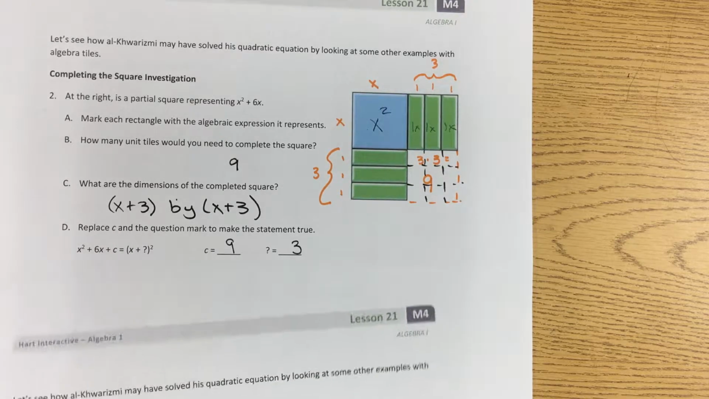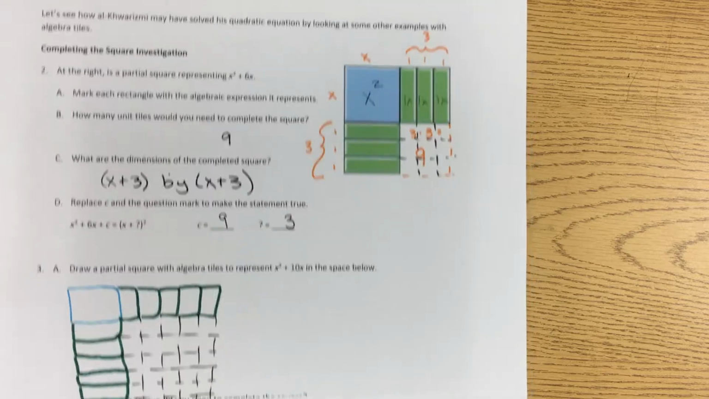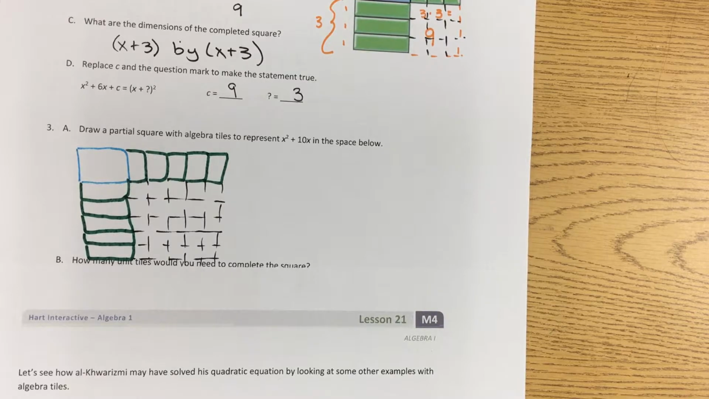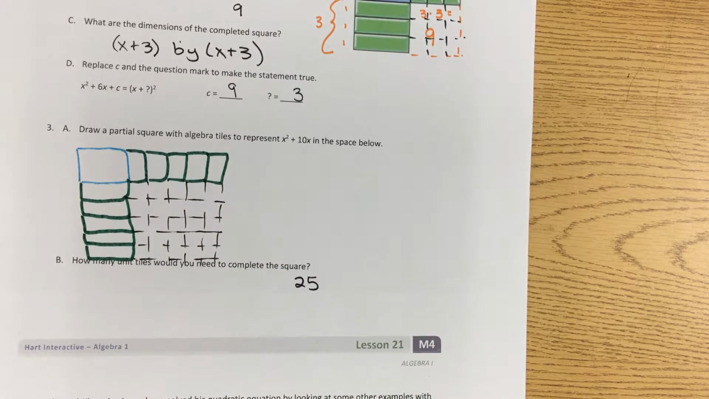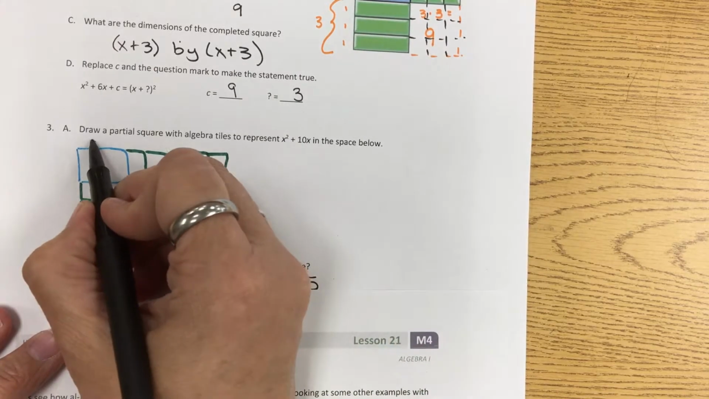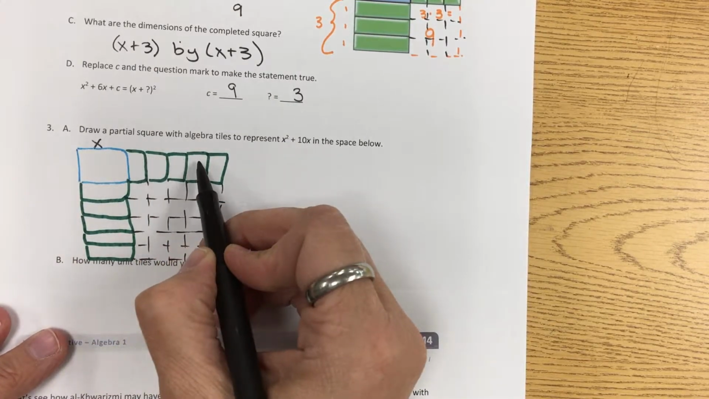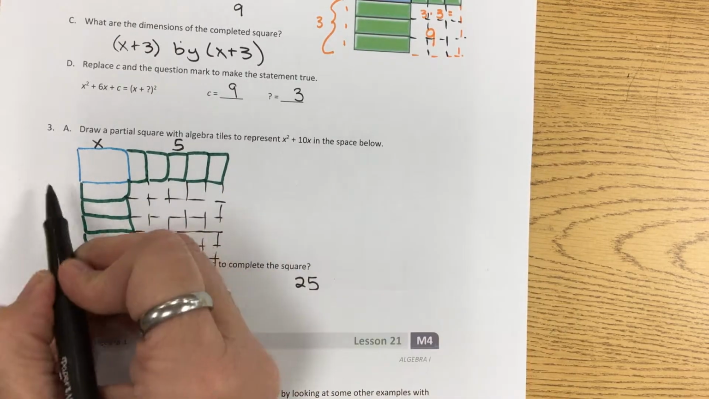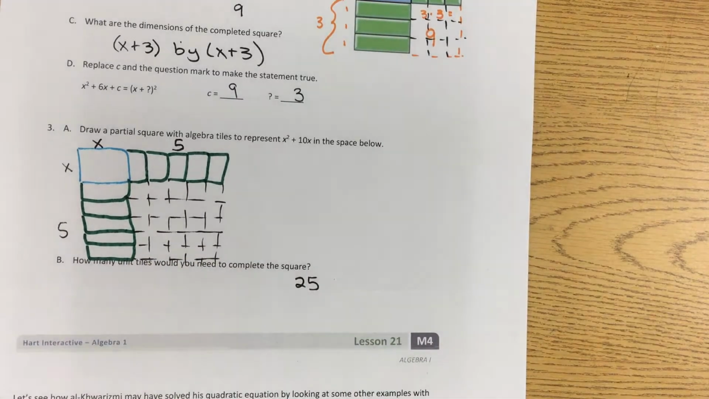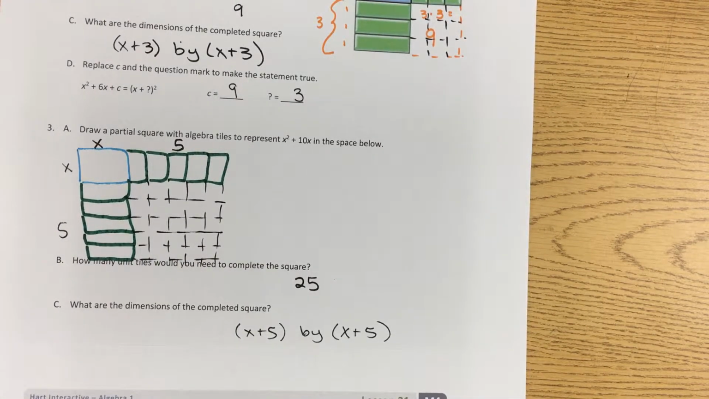Now hopefully on number 3 you drew something similar to this. You didn't have to color code it, and no, mine isn't perfect, but that's okay. Then it's asking you how many more tiles you need. So this area right here, you should have gotten 25. Then the next one, what are the dimensions? We should have noticed this is x, and then we have 1, 2, 3, 4, 5. And over here we have x, and then we have 1, 2, 3, 4, 5. So x plus 5 by x plus 5.